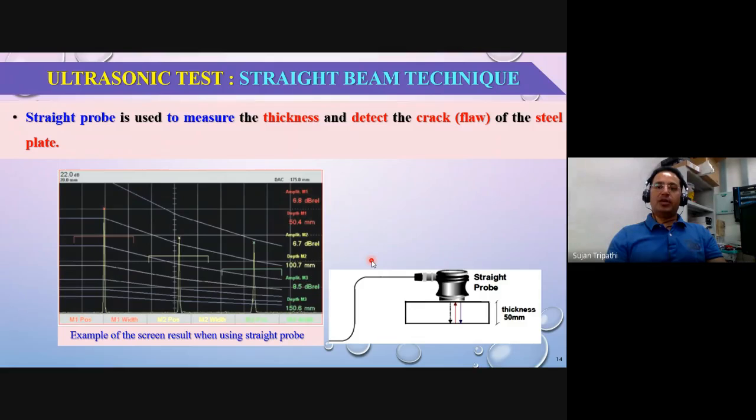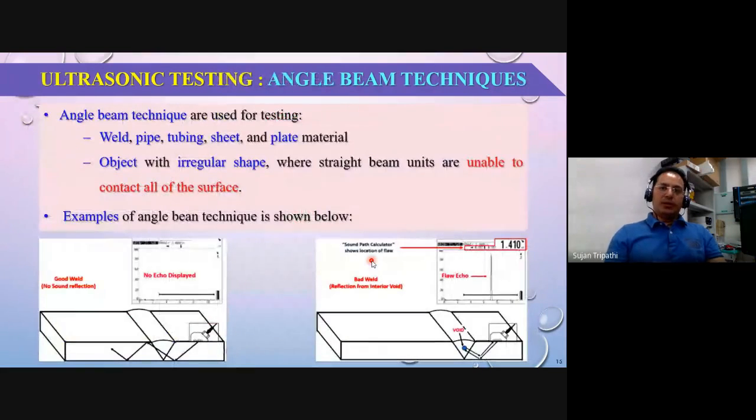This is the graph that shows the thickness measurement of the plate by using the ultrasonic test. But actually, in our objective, we are not going to measure the thickness of the plate. We are going to detect the defects which are parallel to the surface by using the straight probe. That is the main task. Next one is angle beam techniques. It is basically used for testing welds, and also pipe, tubing, sheet, and plate materials. Objects with irregular shapes can also be inspected by using angle probe methods, where straight beam units are unable to contact all of the surface.